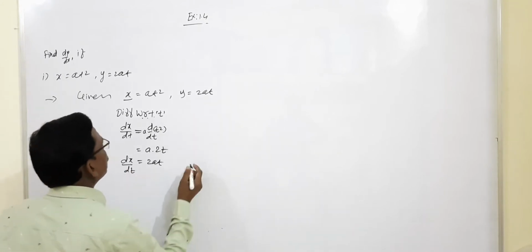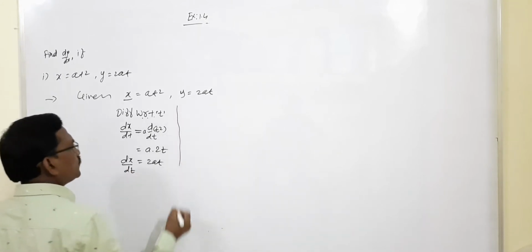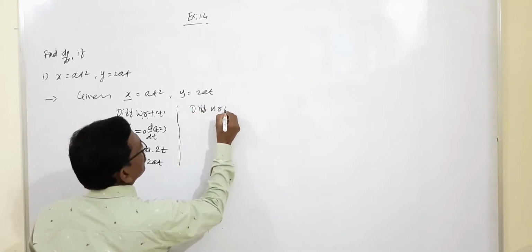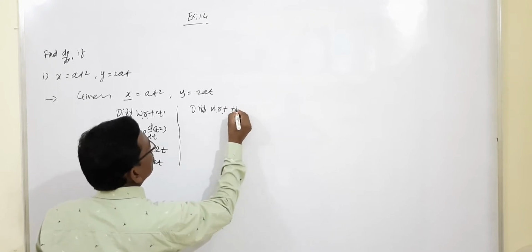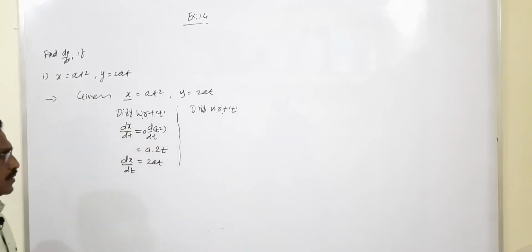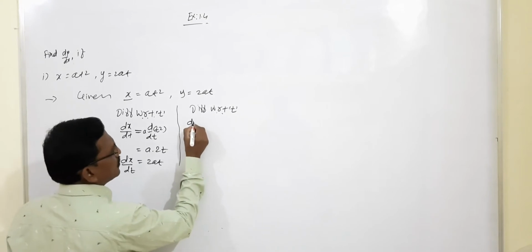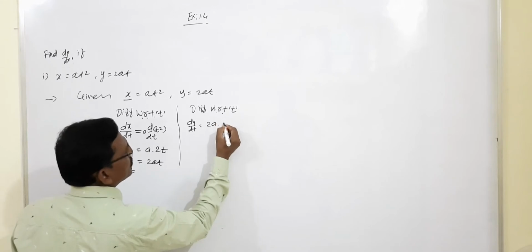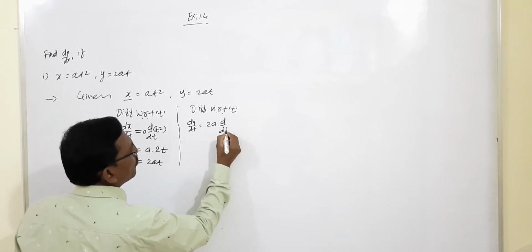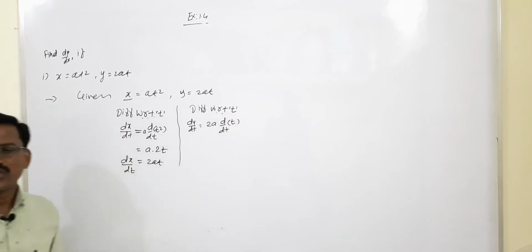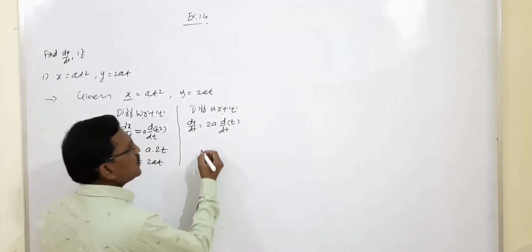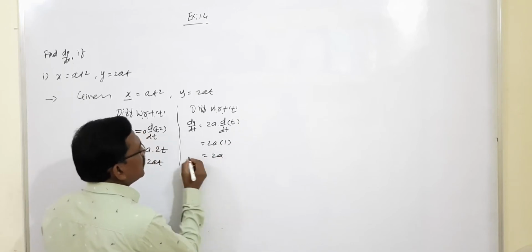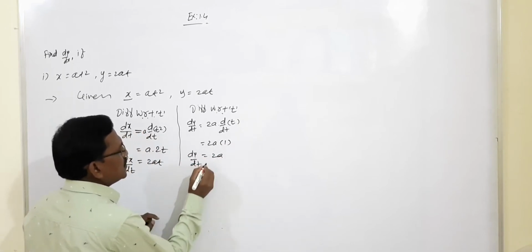Now we take this also and differentiate with respect to t. We get the derivative of y with respect to t, dy by dt, is equal to 2a, which is a constant, and we take the derivative of t with respect to t. The derivative of t with respect to t is 1. It is only 2a. This is dy by dt.